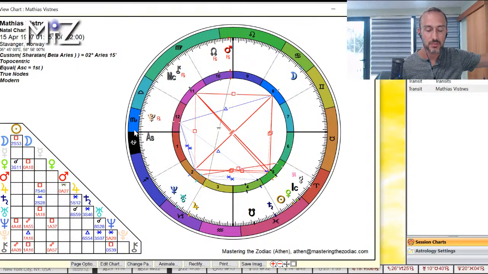Ophiuchus is the same as Scorpio. So even though the color is black here, consider it the same color as Scorpio. They're both associated with the 8th house. Okay? They're both associated with the 8th house. So let's talk about Ophiuchus because I know some of you want to know about that.